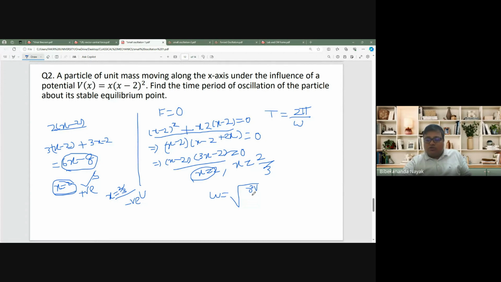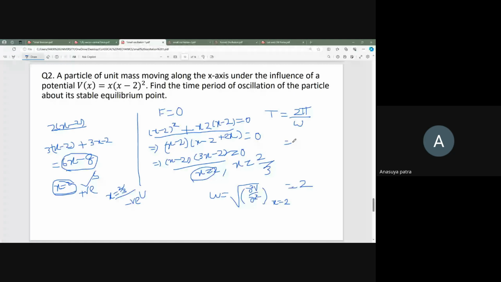Omega is equal to root over del squared V by del x squared at x equal to 2. We already put 2, so 12 minus 8 gives 4, and root over 4 is 2. Omega is equal to 2. So what is T? T is equal to pi.